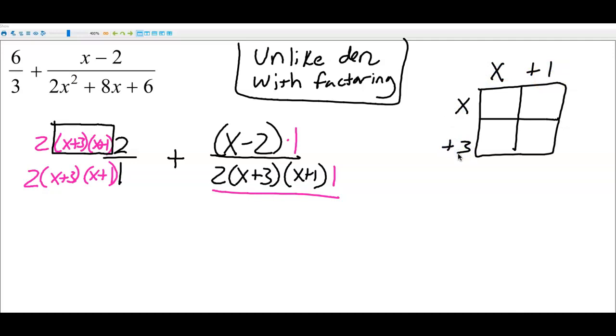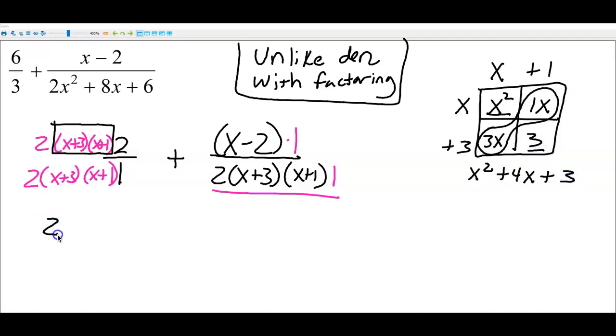Now some of you who might be on your game might realize, Mr. Bailey, we already know the answer to this, but if you're not seeing it, it's okay, you will soon. But x times x is x squared. That's 1x. That's 3x. That's 3. So I've got x squared. Combine your like terms. And there's 3. So by multiplying these two pieces together, I've got this now.